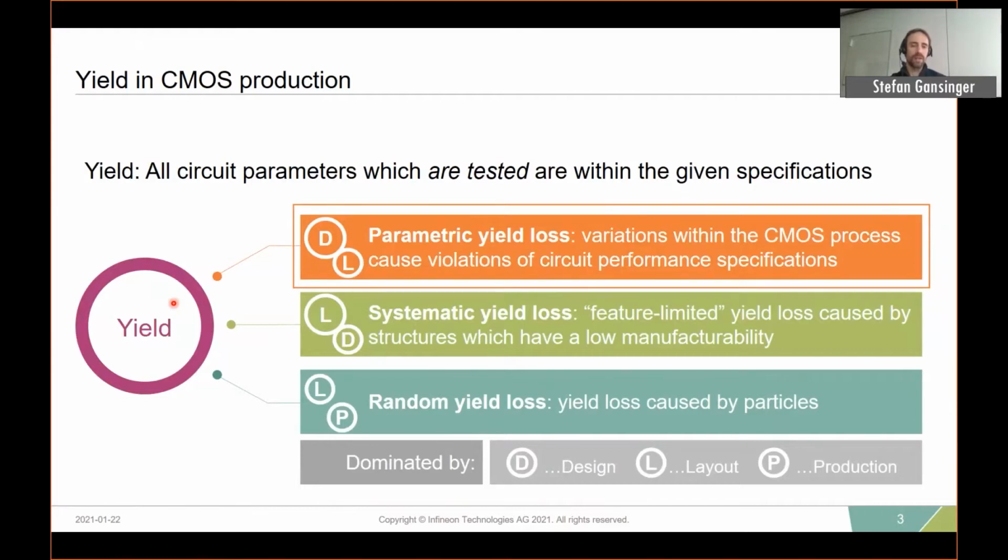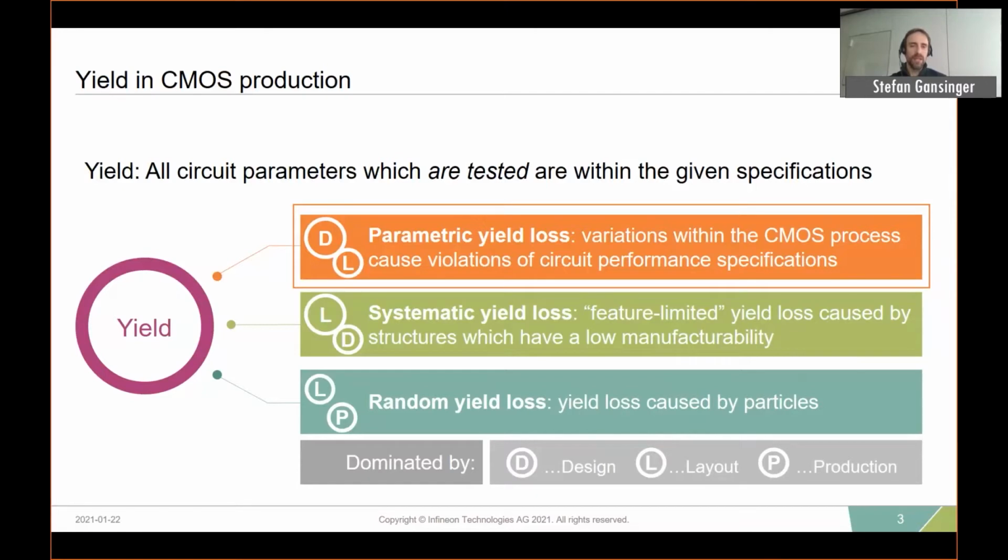Or in other words, yield loss is the amount of chips which are failing in their specifications and we have to throw them away. And of course, we want to have a very high yield value or a low yield loss value because this is direct cost and of course margin in our sale.